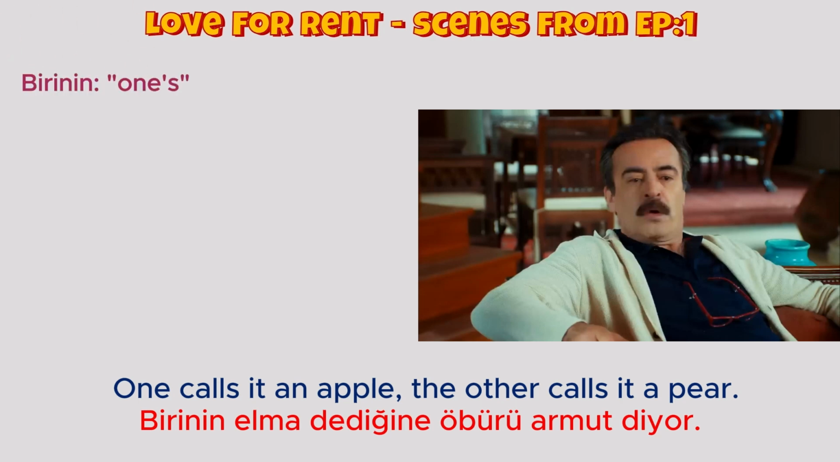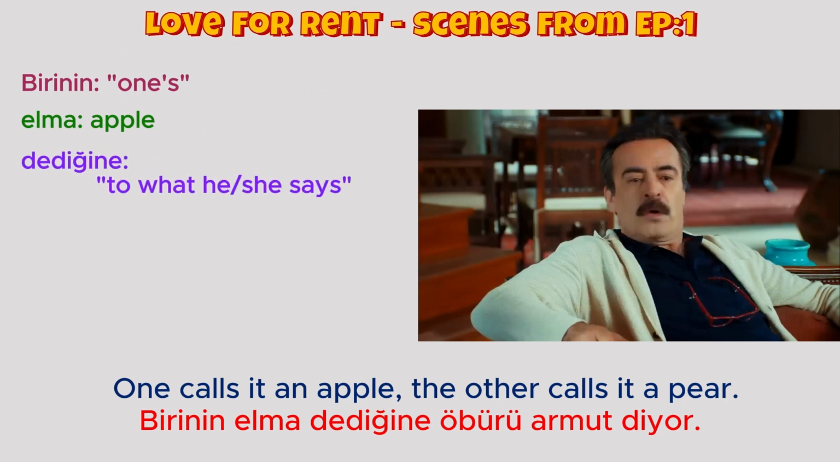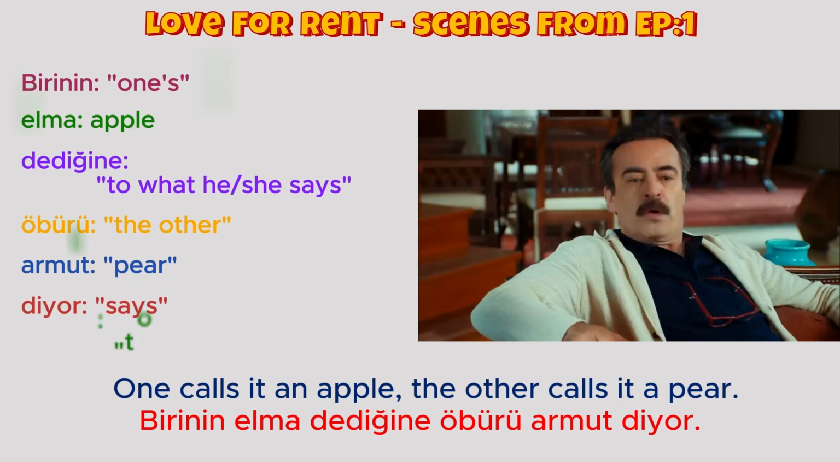In this scene, Birinin means one's, refers to a certain person, indicating possession. Elma means apple. Dediğine means to what he or she says. Refers to the statement or the thing that is being said by someone. Öbürü means the other. Refers to another person or thing, indicating a different individual from the one previously mentioned. Armut means pear. Diyor means says, the present tense form of Demek, which is to say. Diyor is the present continuous tense. In this context, it is used to convey a habitual action, indicating that the action happens regularly or typically, similar to the simple present tense in English.